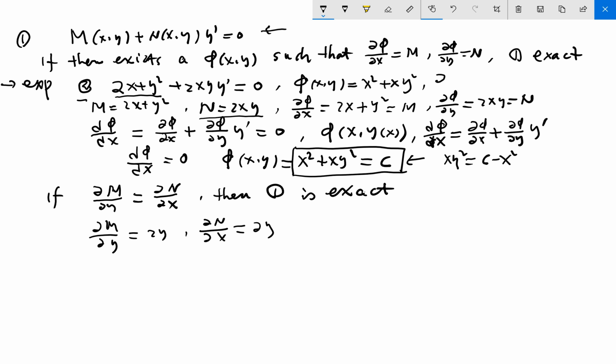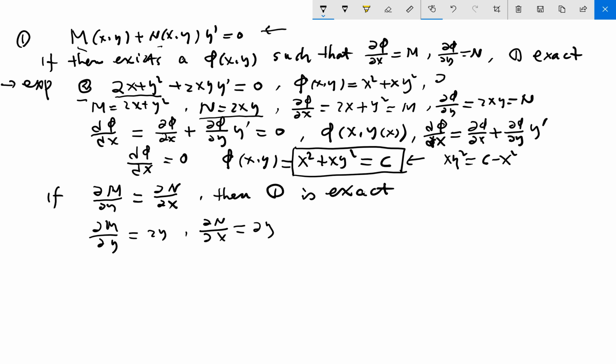For a given equation 1, what do you need to do? First of all, you have to write your equation in the form like equation 1. Then identify M and N. Then find the partial of M with respect to y, then find the partial of N with respect to x. See if they are equal. If they are equal, then we say they are exact. Otherwise, not exact.